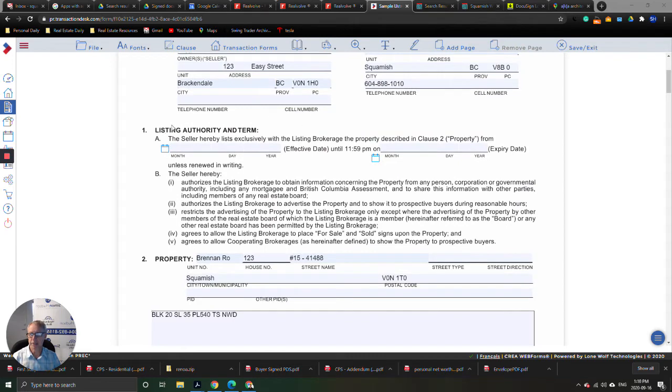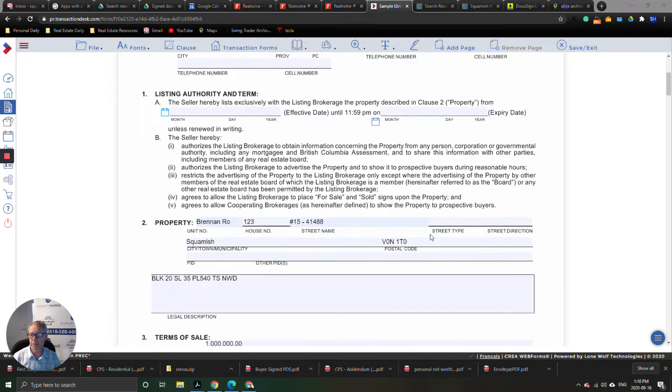The listing authority: basically the listing contract goes from this date until this date, and that's when it expires. Just so you know, we always have an unconditional release of any client who wishes to cancel at any time. Sometimes your situation may change and you wish to cancel. We do offer a full unconditional release at any time, so we're not worried about that. You agree to allow us access to the property, to get in and show the property and do the best we can to market it.